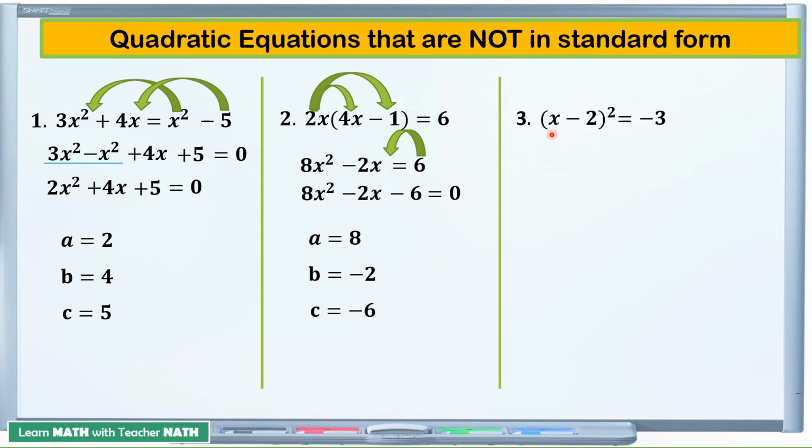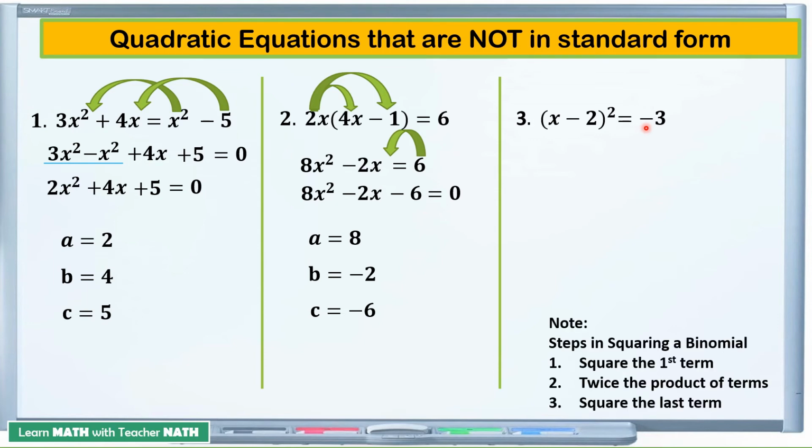So the next example, we have the square of x minus 2 is equal to negative 3. So meron tayong gagawin para mas mapadali at hindi na natin gagamitin pa ang tinatawag na FOIL method. So ito yung steps in squaring a binomial. So we have 3 steps. So first, square the first term. So the first term here in our equation is x. So x will be squared. So this will be like this.